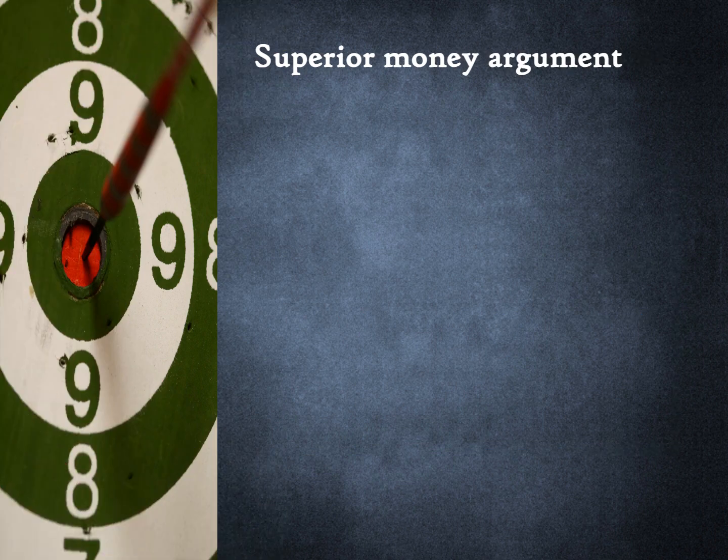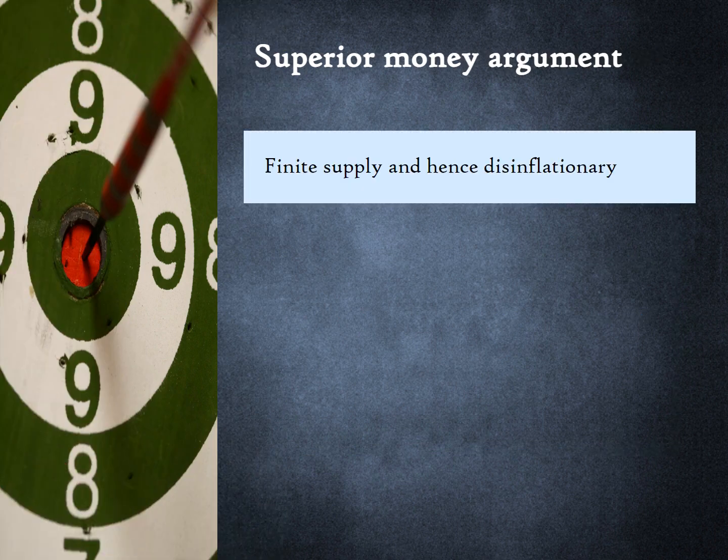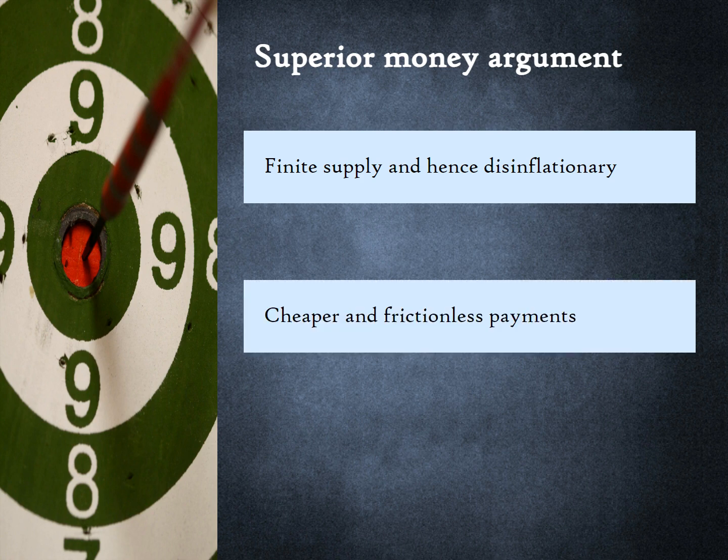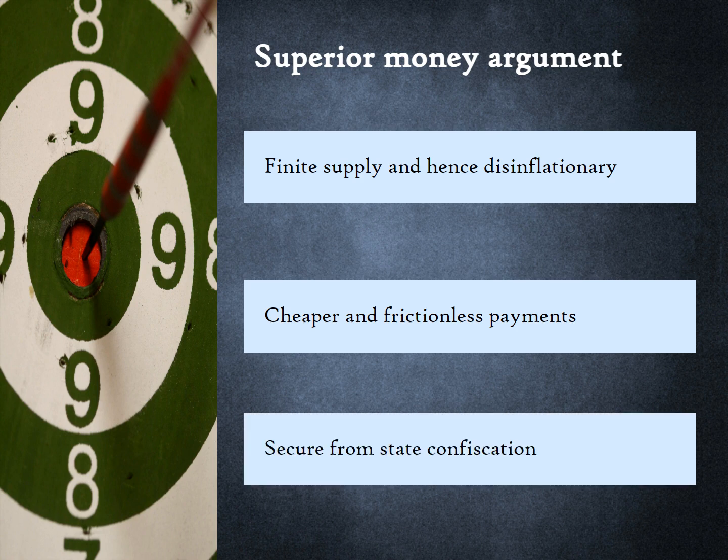I will list some of the arguments made by proponents of this view. First, cryptocurrencies like Bitcoin have a finite supply and hence are disinflationary. Their value does not erode via inflation. Second, payments, including cross-border payments, are frictionless and cheaper. Third, it is harder for governments to confiscate cryptocurrencies. This argument is appealing to those who are skeptical of the role of government in society. The above is not an exhaustive set of arguments. In this course, we are only developing an intuitive understanding of the superior money argument.